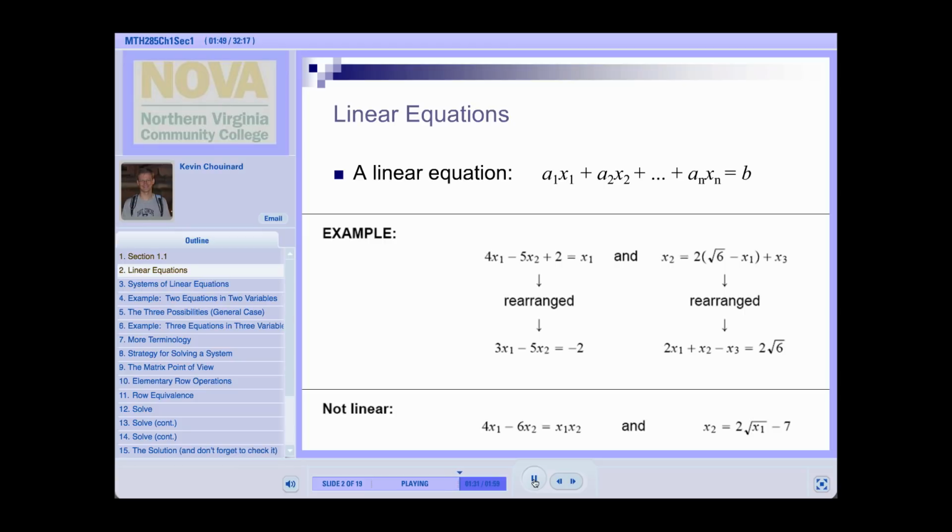Now there are some equations that no matter how hard you work, you cannot get into the form of a linear equation as in the definition, and we see two here down at the bottom. The first one's not going to be a linear equation because you have the presence of the x1 times x2 term on the right hand side, and then the other equation is not going to be linear because of the presence of the square root of x sub 1, which cannot be made into a linear equation.